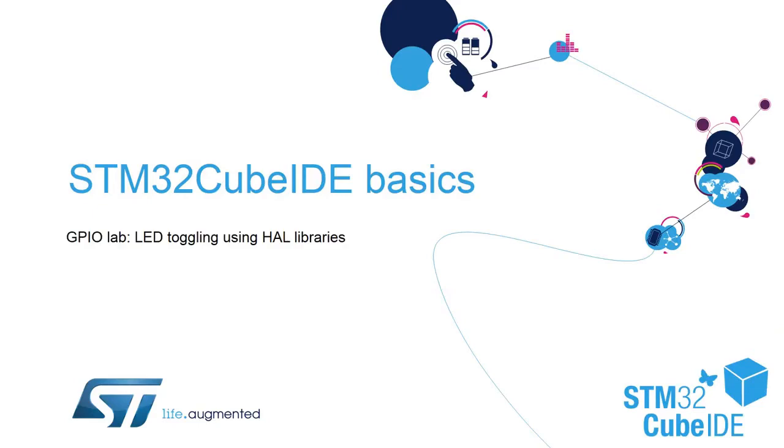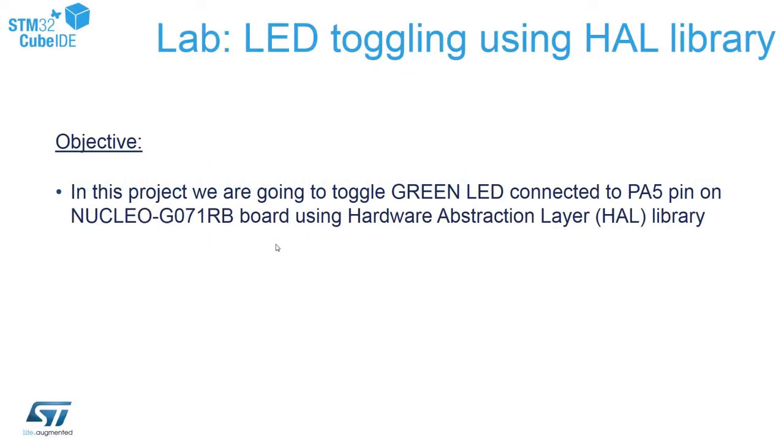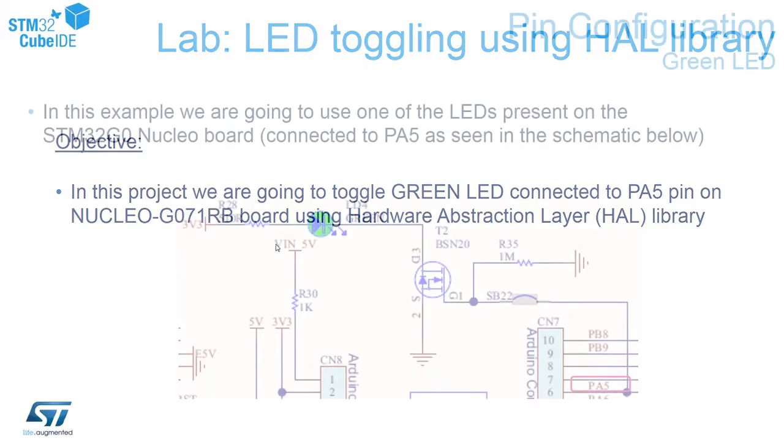In this video, we will do the first hands-on. The objective of this lab is to create the project using STM32CubeMX and HAL libraries, which would allow us to toggle the green LED, which is connected to the PA5 pin on our Nucleo board.